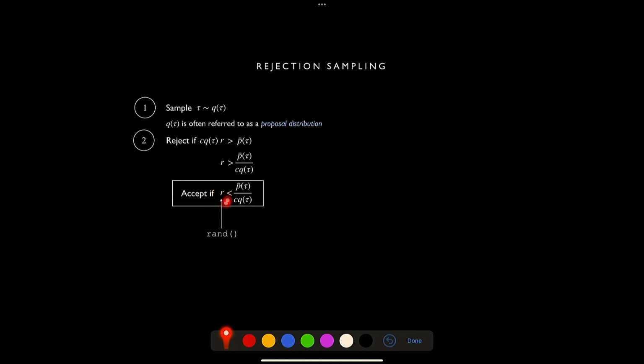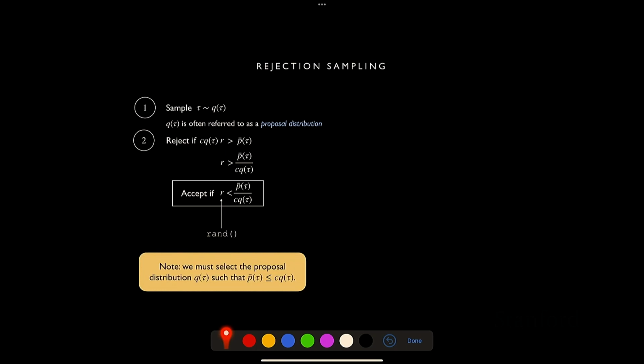And R, if you remember, was just a value that we sampled uniformly between 0 and 1. In most programming languages, you can do that using a call to the rand function. So that's what we do. And then one note here, as we were saying, we needed to make sure that the dartboard was tall enough to cover our full density. What that's saying is we need to select a proposal distribution, Q of tau, and a value for C.